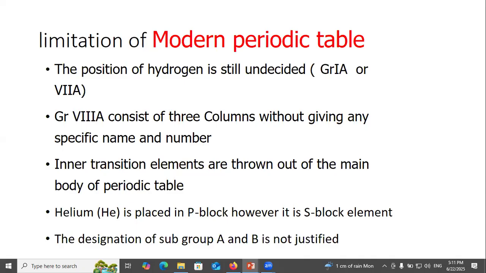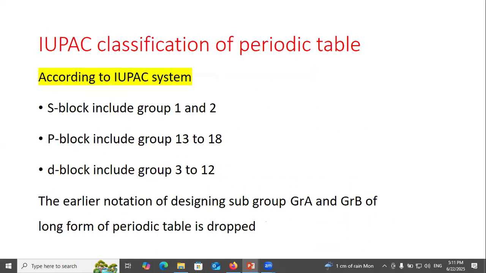Group first and group third A: group third A consists of 3 columns without giving any specific name and number. Inner transition elements are thrown out of the main body of the periodic table. Helium is placed in the P block, however, it is an S block element. The designation of subgroups A and B is not justified.